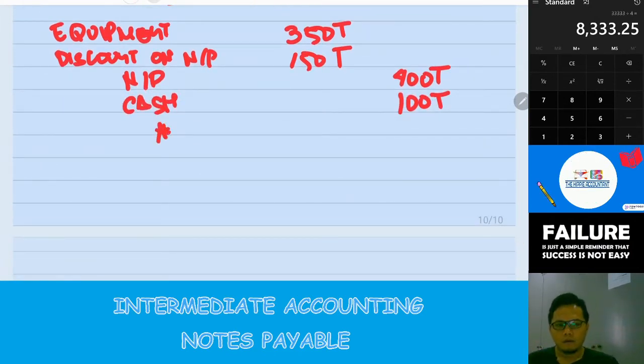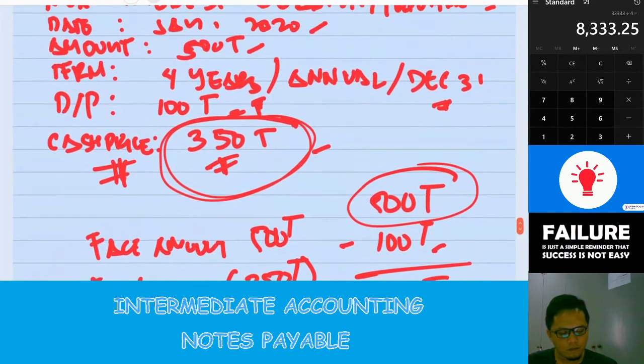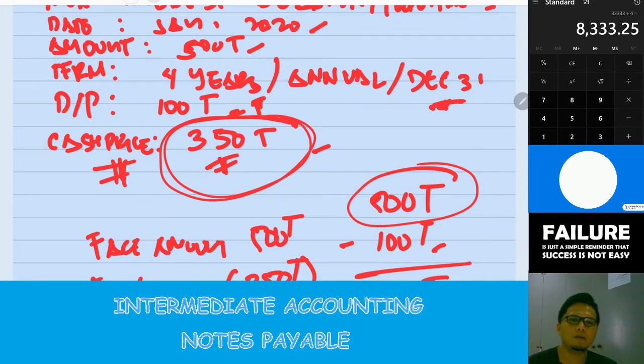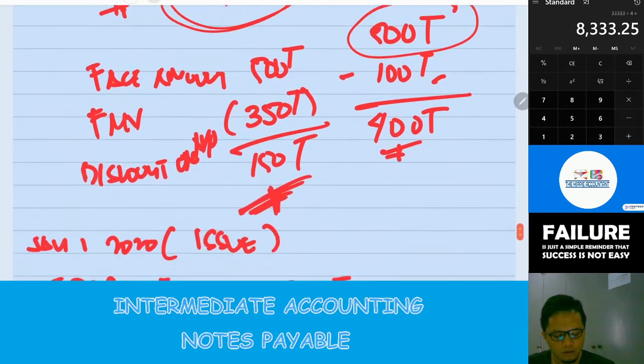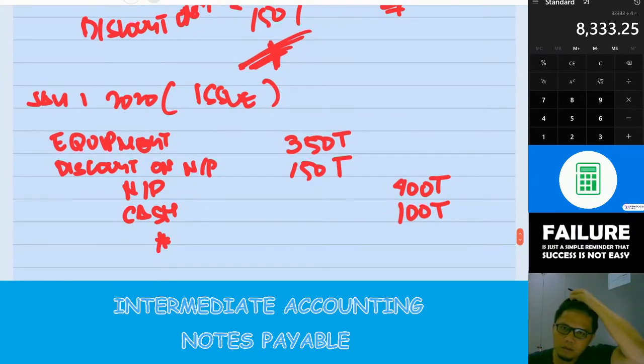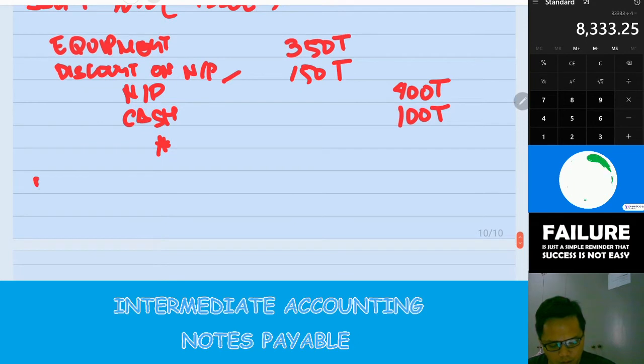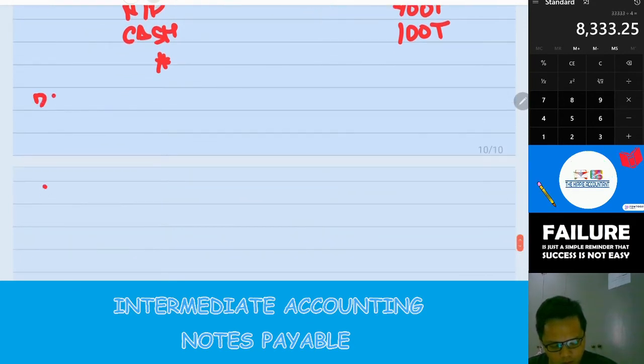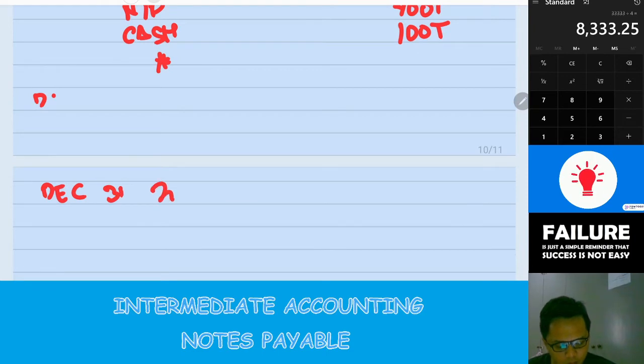Now, since the payment of the principal is annual, every December 31, we also have to be congruent with that payment. We will amortize this discount at the end of every December 31, so that we go straight to amortization and need no further adjustment. So on December 31, 2020, we need to make an entry for the amortization of the interest.